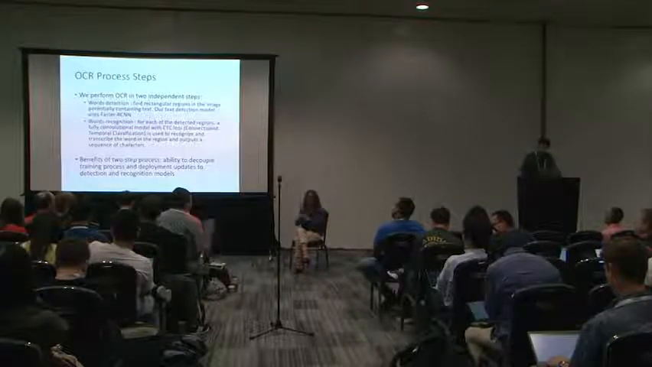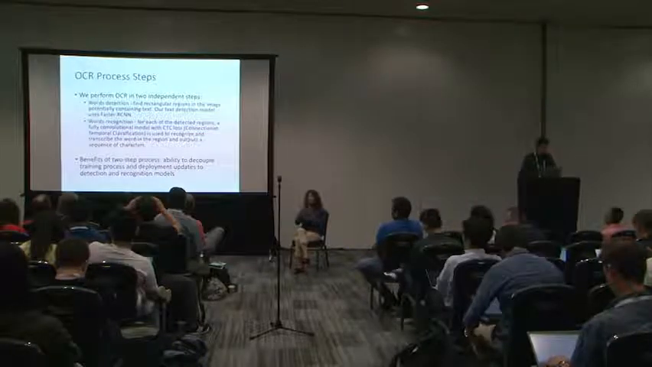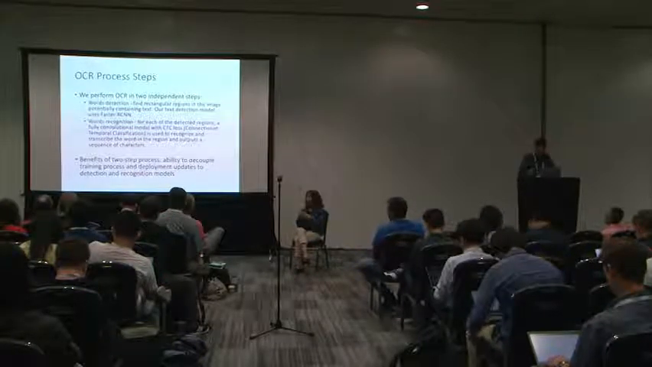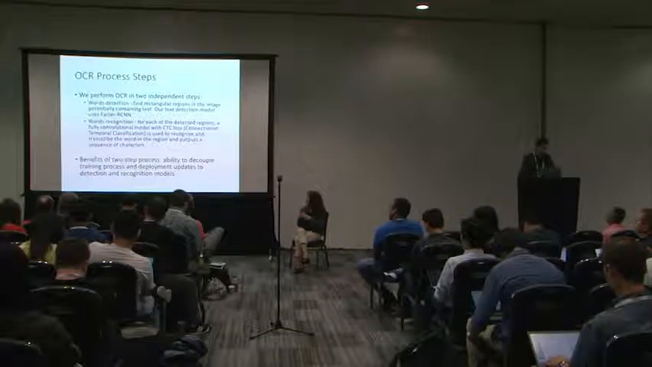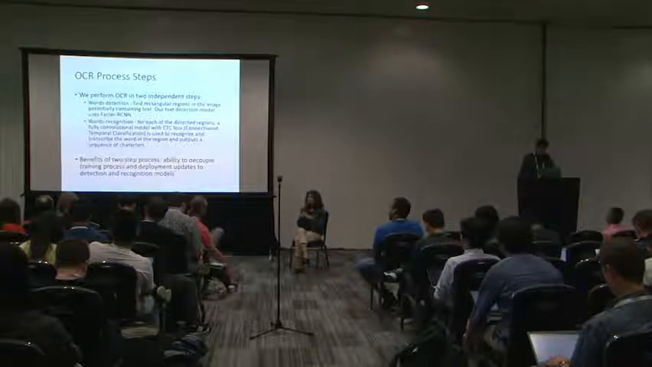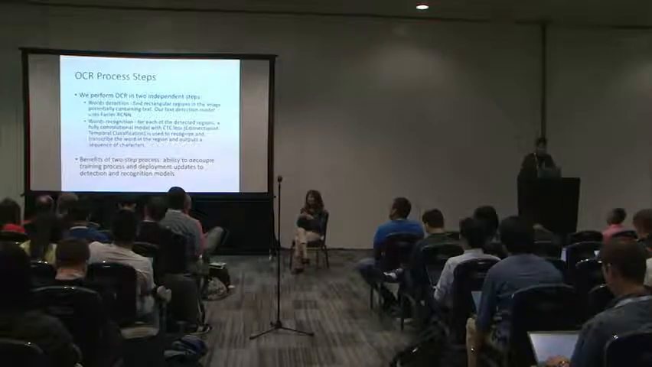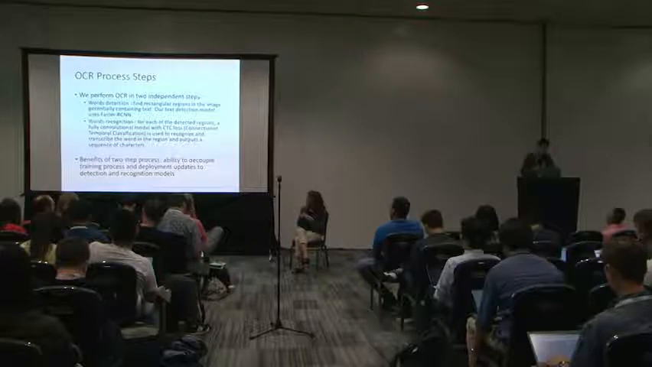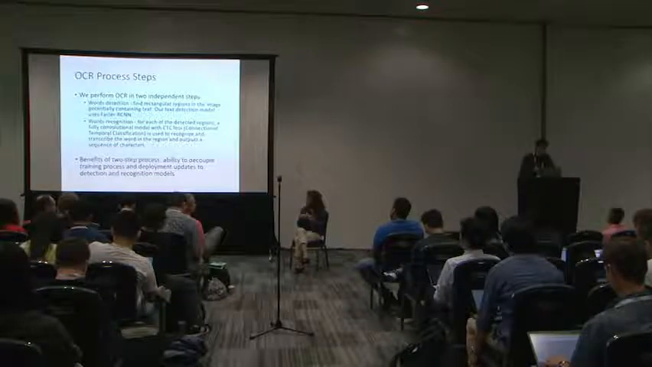The solution we developed at Facebook is a two-step process. In the first step, we take the image, we detect the bounding boxes around every word, and then run a recognition model based on the CTC loss to recognize the characters from the word. The benefit of the two-step process is that we can deploy the models independently and we can develop them independently.